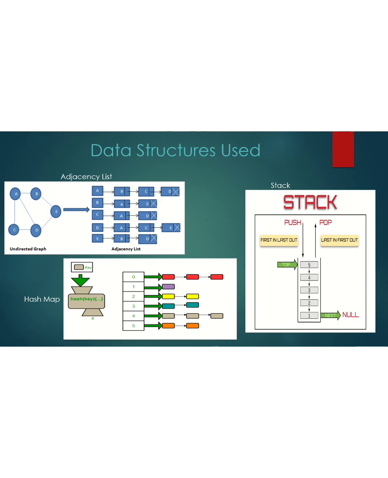We mainly used three data structures to accomplish this task. We used an adjacency list to represent the graph, a hash map to store the vertex arrays consisting of a list of nodes, and a stack for storing the vertices as we find the shortest path.